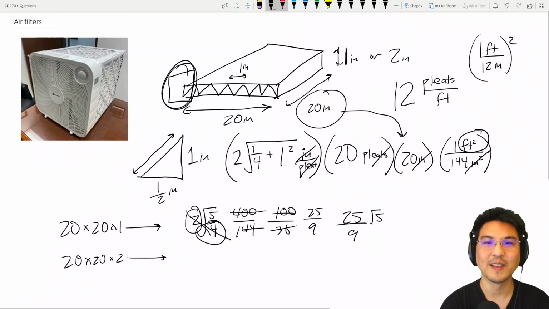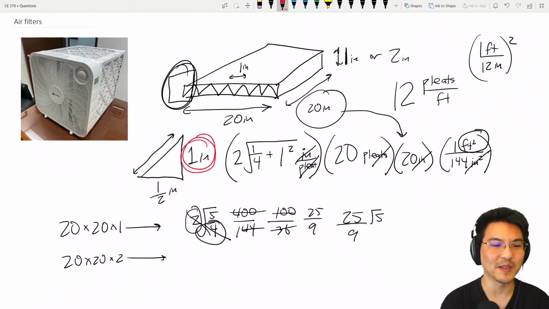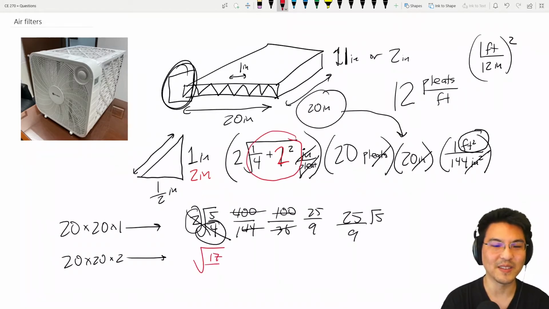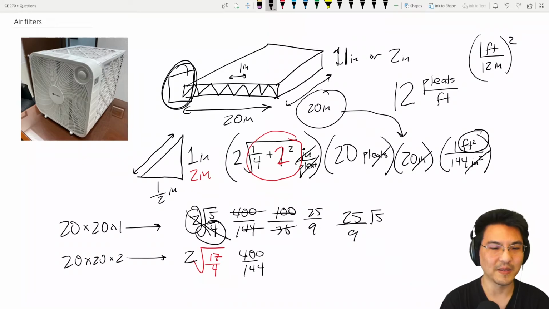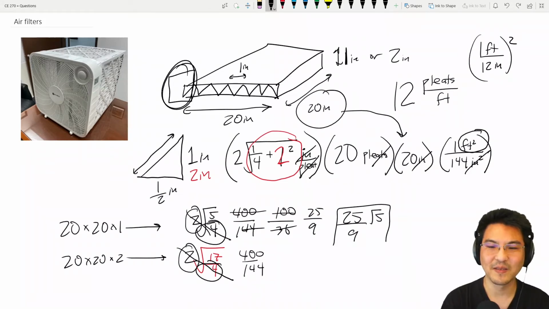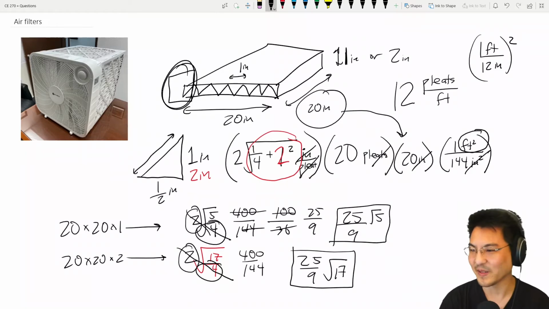Okay, and then if we bump this up to a 2-inch filter, then this turns into a 2 over here. So this would be root 17 over 4. Then all the rest of it. Okay, so this 2 and that root 4 cancel. That's 25 over 9, right? So this is 25 over 9 root 17. So there we go. Let me just punch this in the calculator.